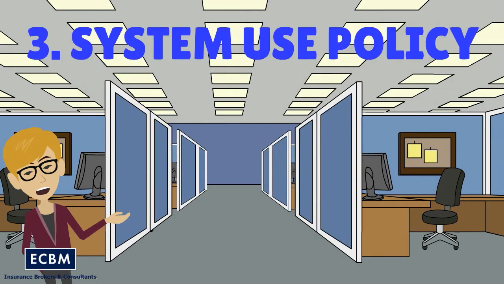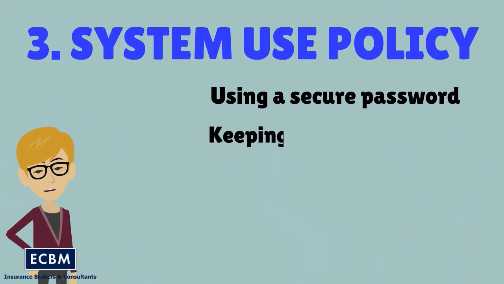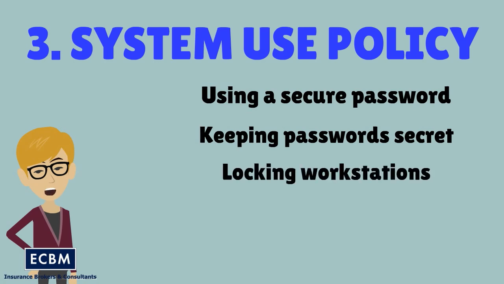Your system use policy should include the following points: creating a secure password and rules to keep them secret, like keeping notes, sharing, or creating unencrypted files containing passwords on their computer should be discouraged. Also emphasize locking or logging off of workstations when not in use. You may also include your rules about remote access if applicable.